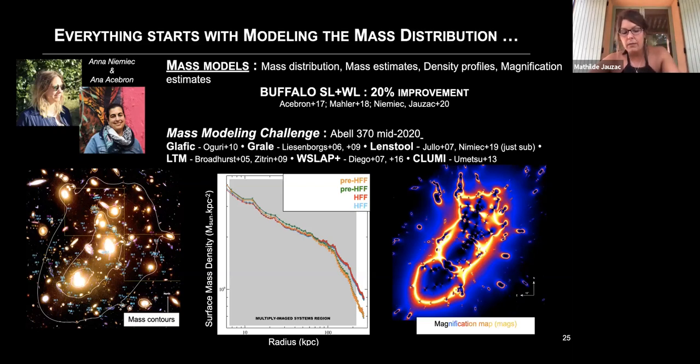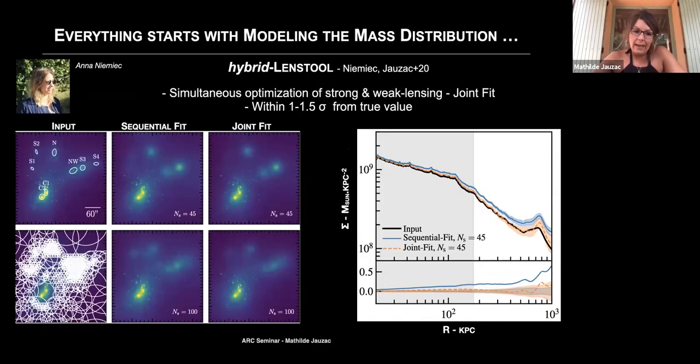Then you have the density profiles, and then you have magnification maps, which are extremely important if you want to recover the intrinsic properties of the lensed sources that you observe in the cluster core. I'll highlight some work done by Anna because this is really important.